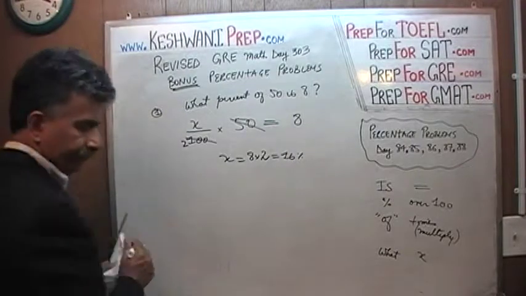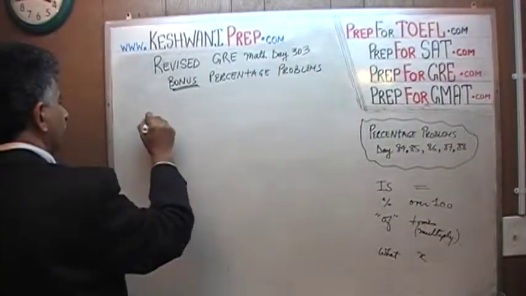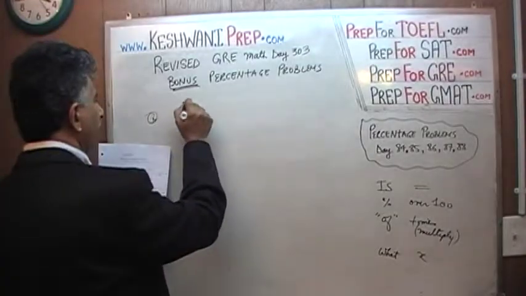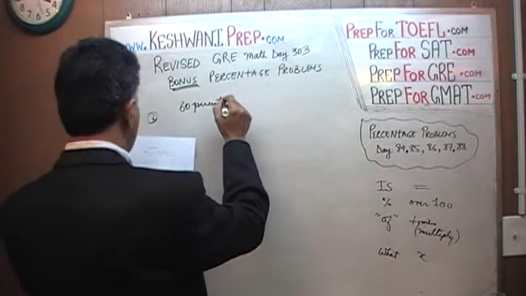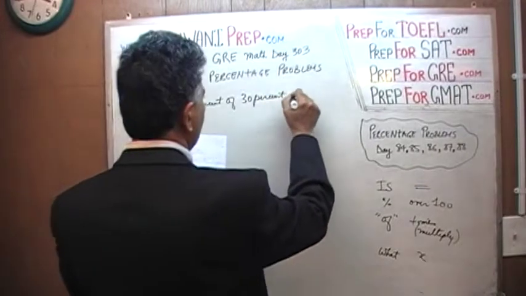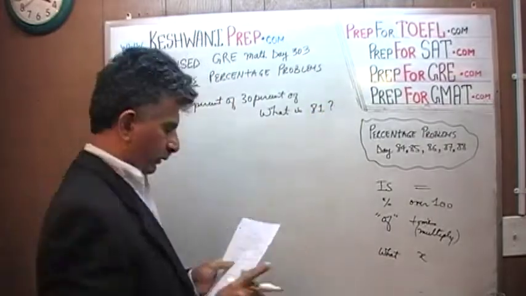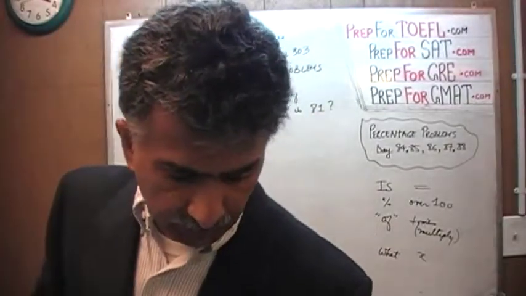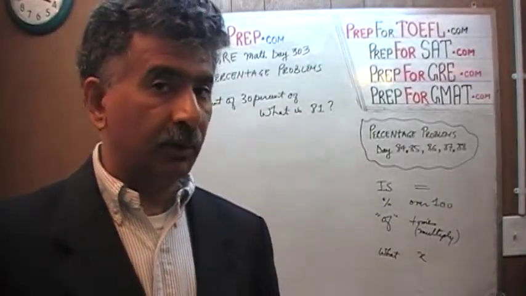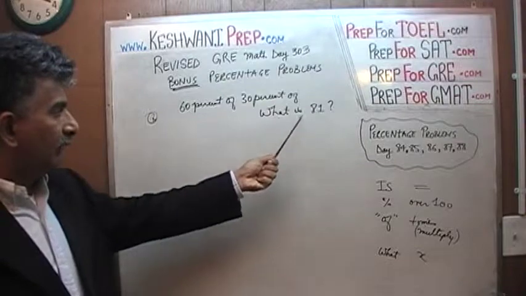Number 2. Second question is 60% of 30% of what is 81? Now at this point it might not be a bad idea to pause the video and solve the question yourself and then compare your work with the work that we are about to do together. Here's the question. Question simply is, 60% of 30% of what is 81?